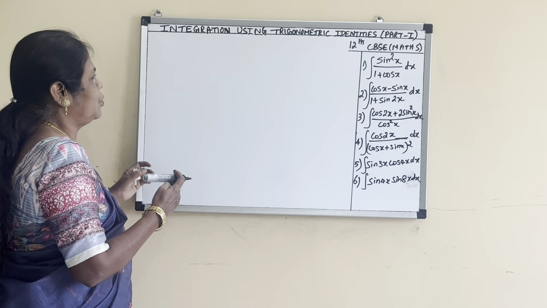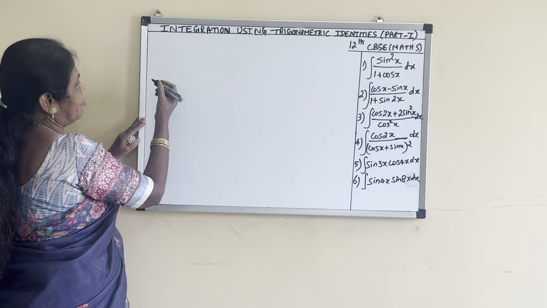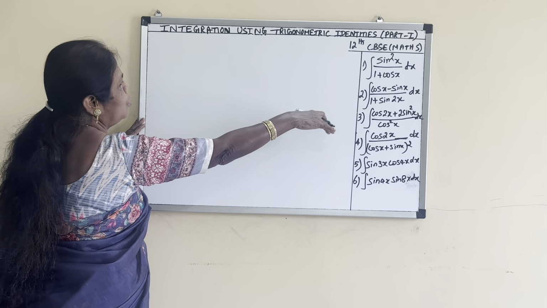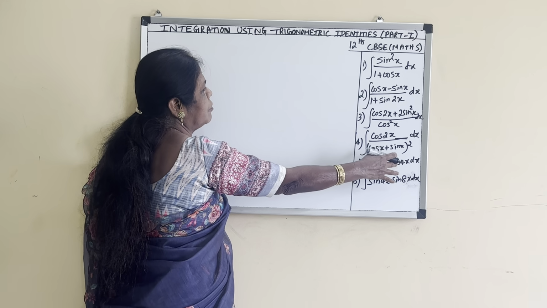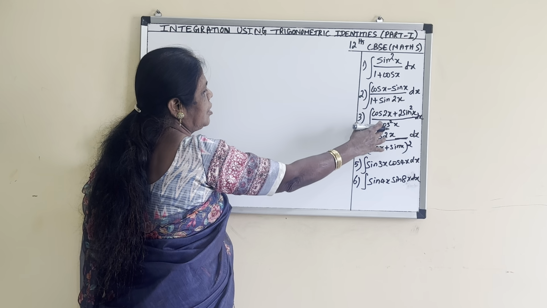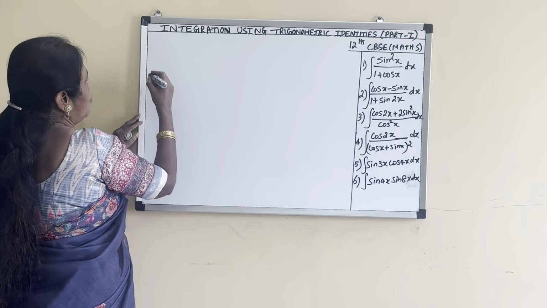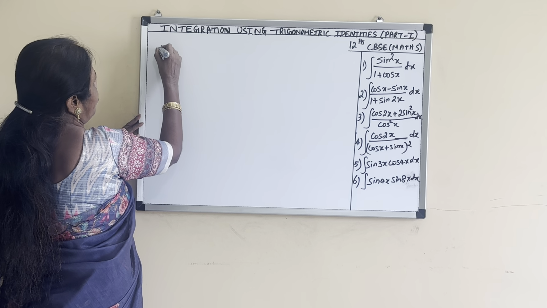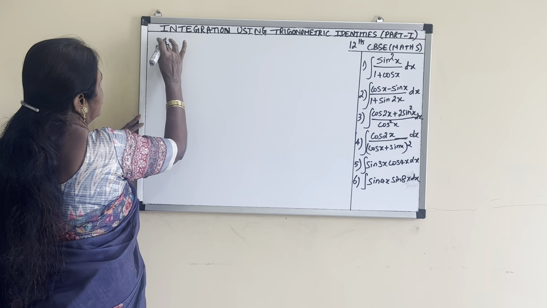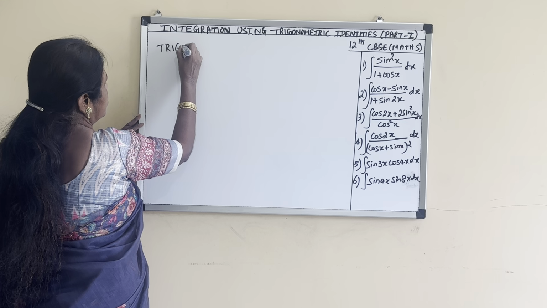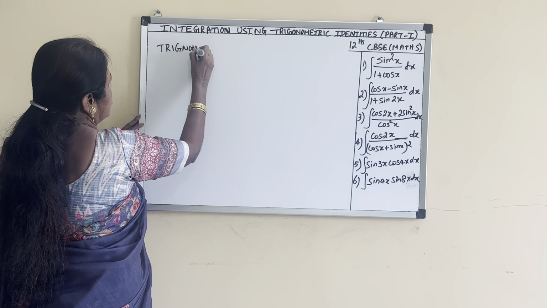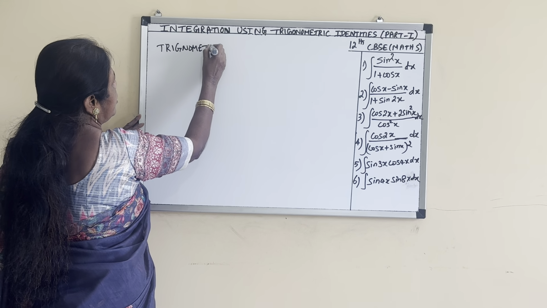First I am going to introduce some of the identities that I am going to use. I have selected these problems. What all identities I am going to use to solve this problem, that I am going to write. So trigonometric identities.